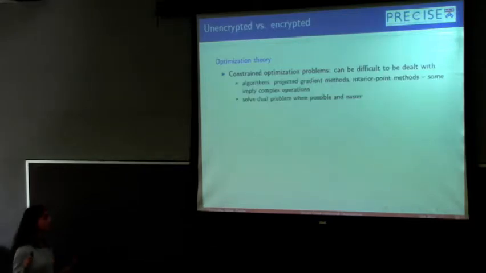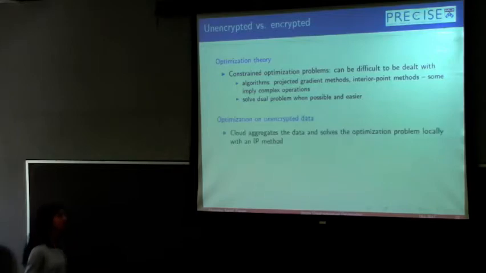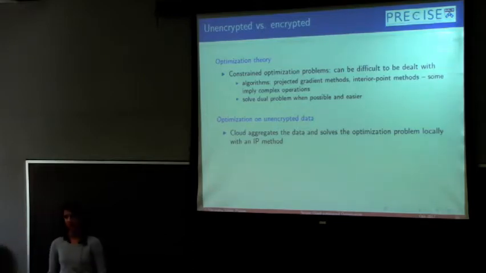OK, so we know many things in optimization theory and many algorithms. So let me make a comparison to see what is the difficulty between using encrypted data and unencrypted data. So in the unencrypted case, basically you have the cloud that aggregates all the data and locally solves it using its fastest available interior point methods.